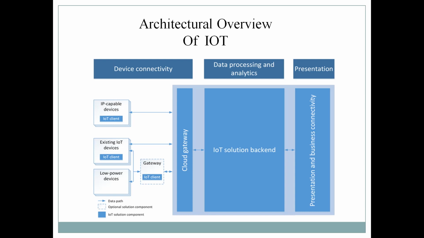So this is the architecture overview of IoT. There are mainly three layers. First is device connectivity, where our sensors or actuators are connected through the cloud gateway. Then data processing and analytics happen in the IoT solution backend. Some programming languages are used to process the data collected from different nodes or sources. At the end, there is the presentation layer. Presentation and business connectivity shows what data we are getting, presenting all that data in a particular format.